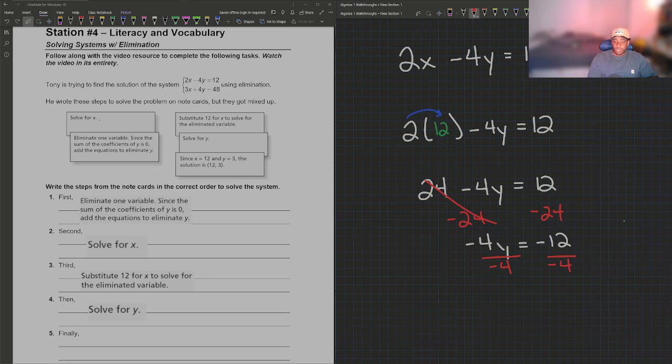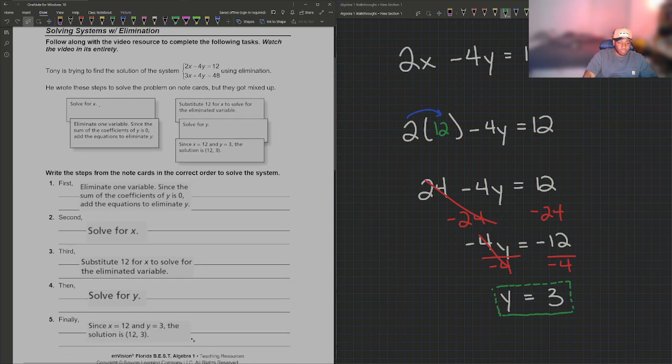That leaves us with our negative 4's canceling out. y is by itself. And negative 12 over negative 4 is positive 3. So that is our y value for a solution. Okay? And that's it. We know that x is 12 and we know that y is 3, so we have our solution. We have the point where these lines cross. That is going to be at the point (12, 3). And so that is going to be the last line of our process here.